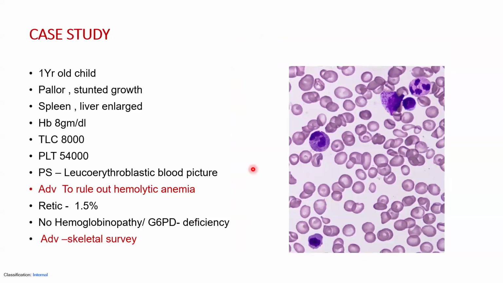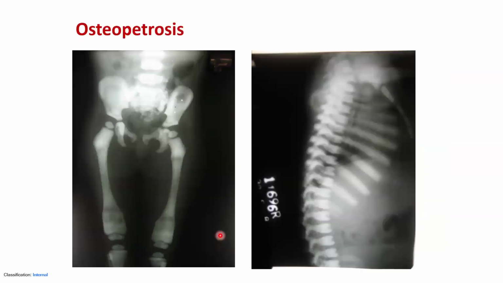So another case is a case of a 1-year-old child presenting with pallor and stunted growth. He had a spleen and a liver which was enlarged, showed anemia, and total count was normal, platelet showed a leukoerythroblastic blood picture with normoblasts, left shift, teardrop RBCs. Because of this, it was advised to rule out a hemolytic anemia. Retic count was 1.5%, so hemolytic anemia was ruled out. There was no hemoglobinopathy or G6PD deficiency, and a skeletal survey was advised.